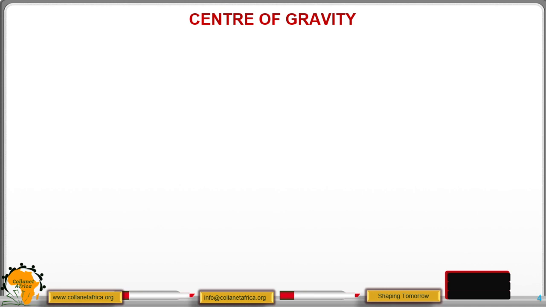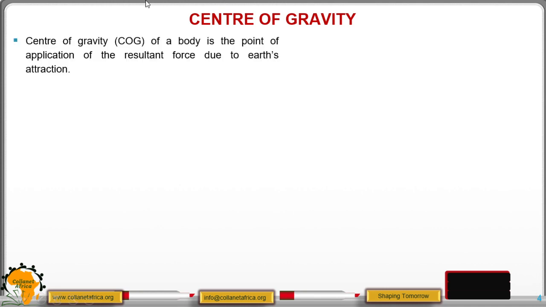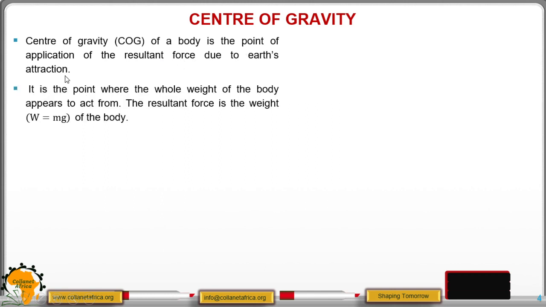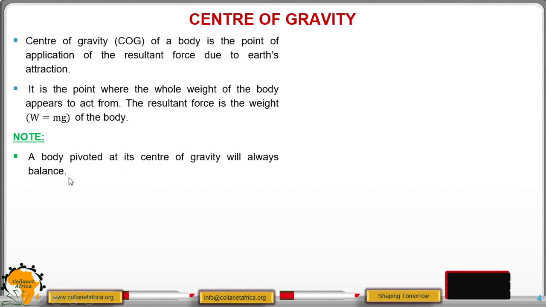Let us begin our discussion by looking at the center of gravity. The center of gravity of a body is a point of application of the resultant force due to Earth's attraction. It is a point where the whole weight of the body appears to act from, and the resultant force is the weight of the body. It is also very important to note that a body pivoted at its center of gravity will always balance.